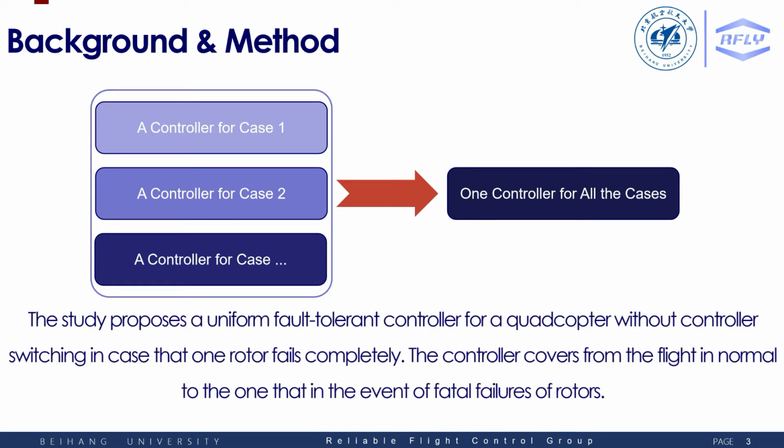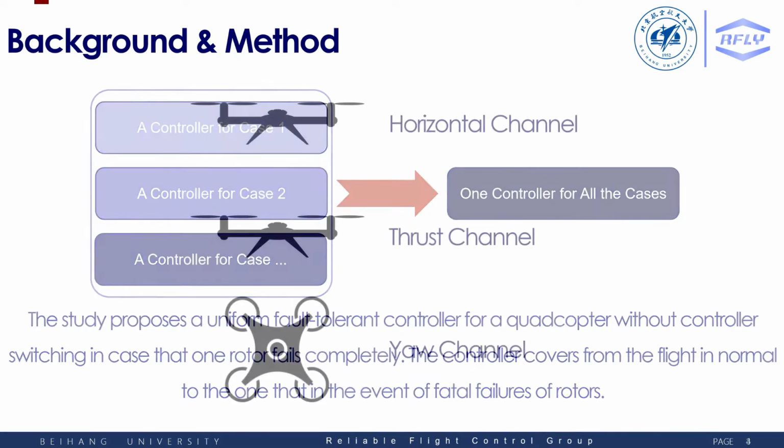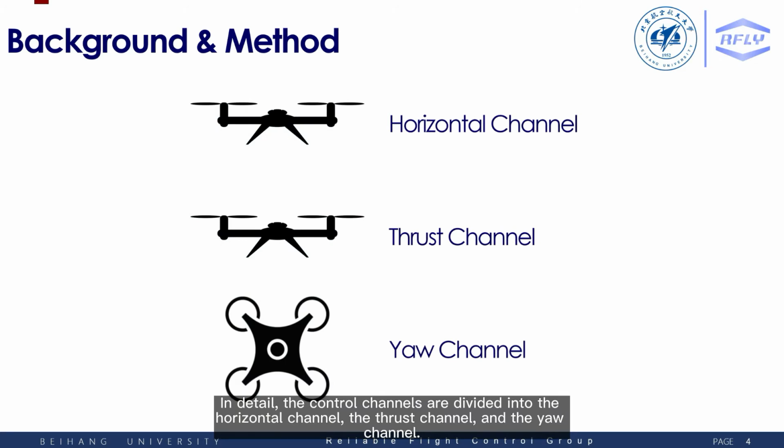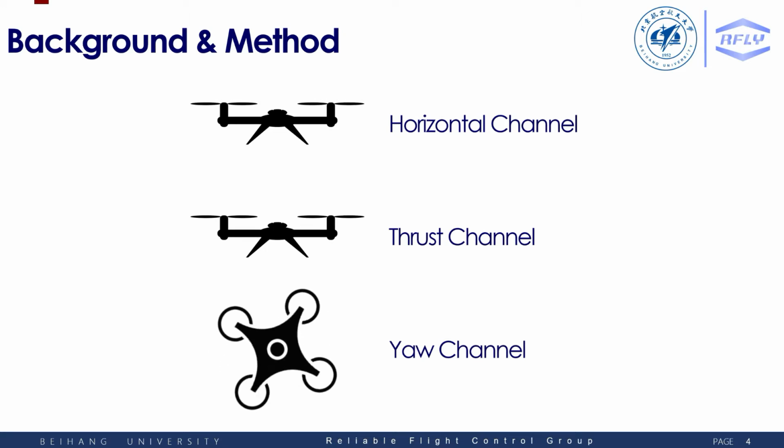Therefore, this study proposes a uniform fault-tolerant controller for a quadcopter without controller switching in case one rotor fails completely. The controller covers flight from normal conditions to the event of fatal rotor failures. In detail, the control channels are divided into the horizontal channel, the thrust channel, and the yaw channel.